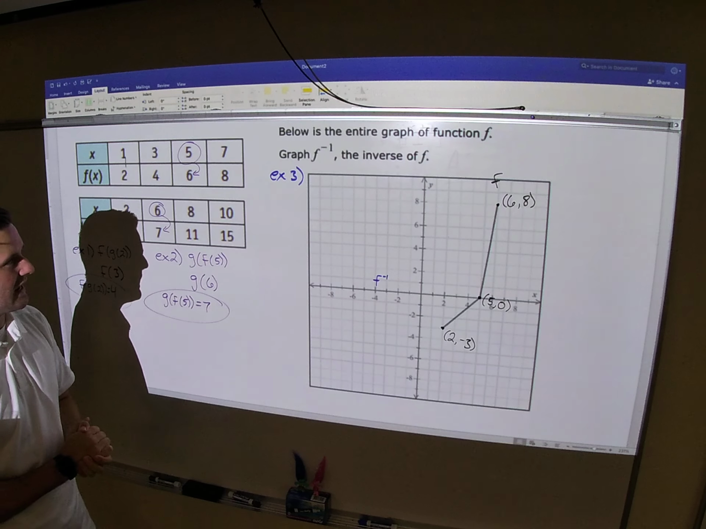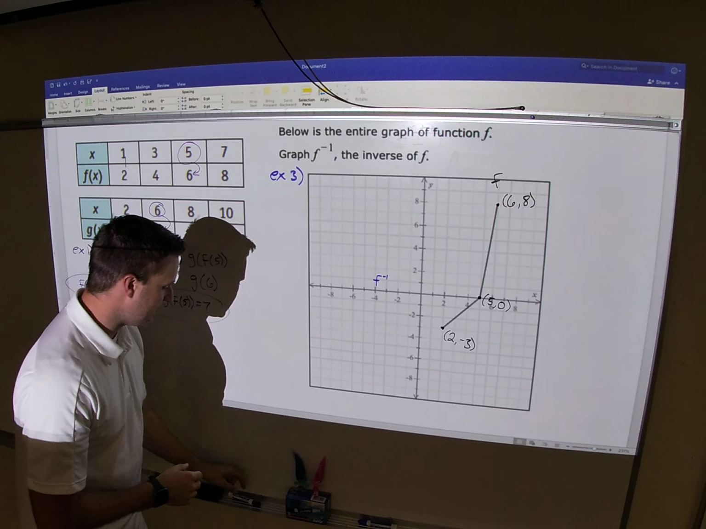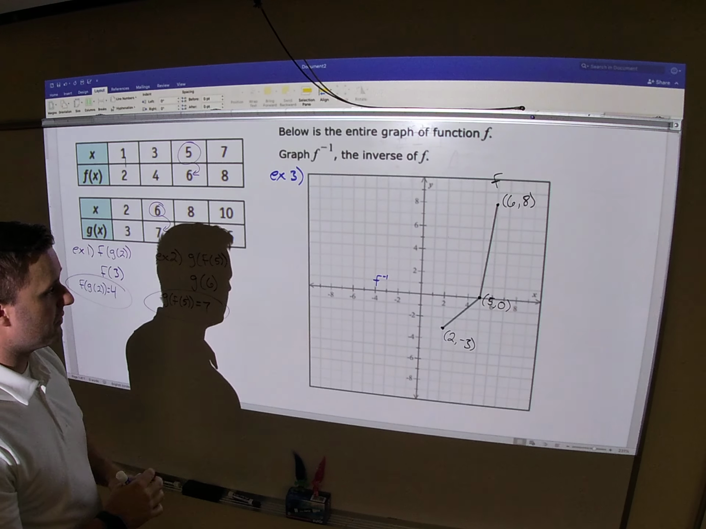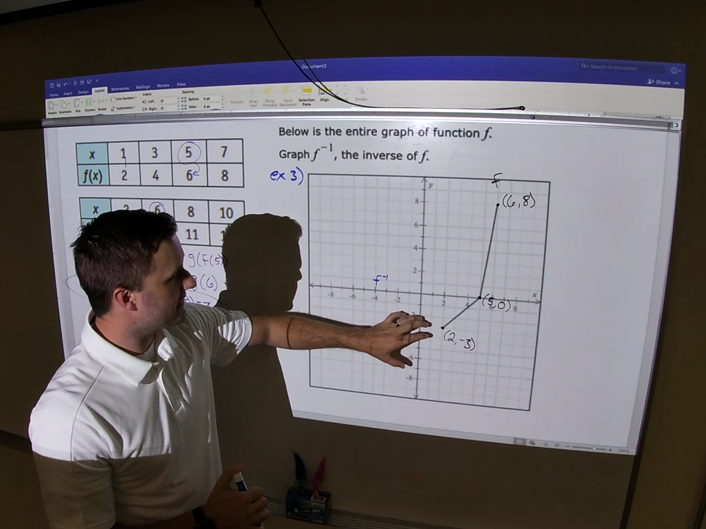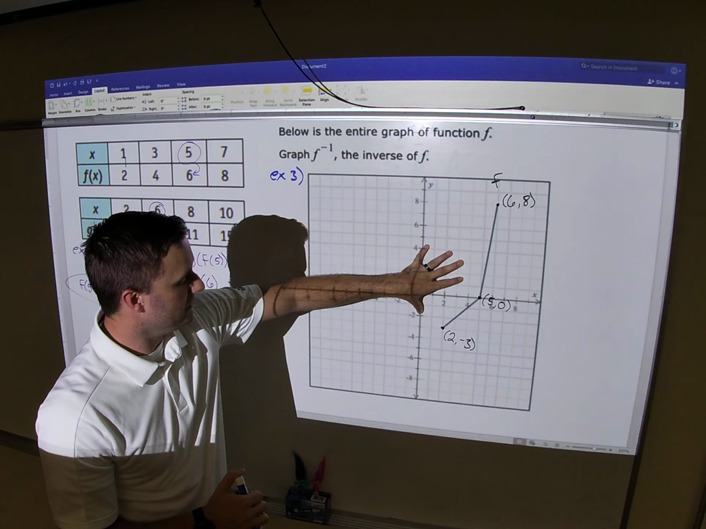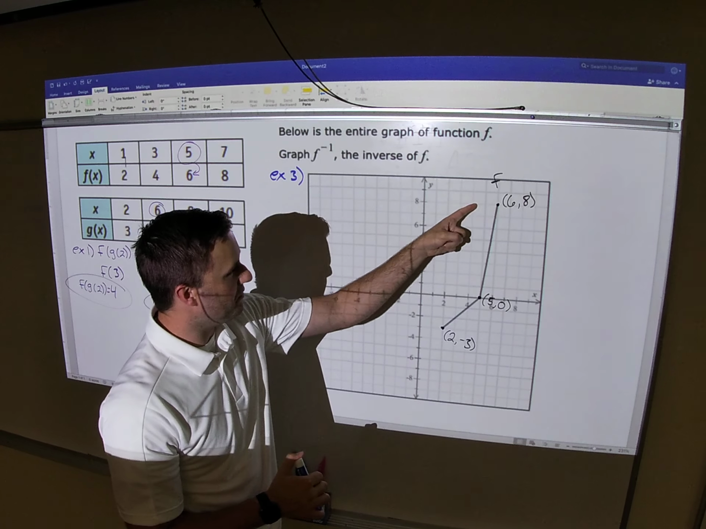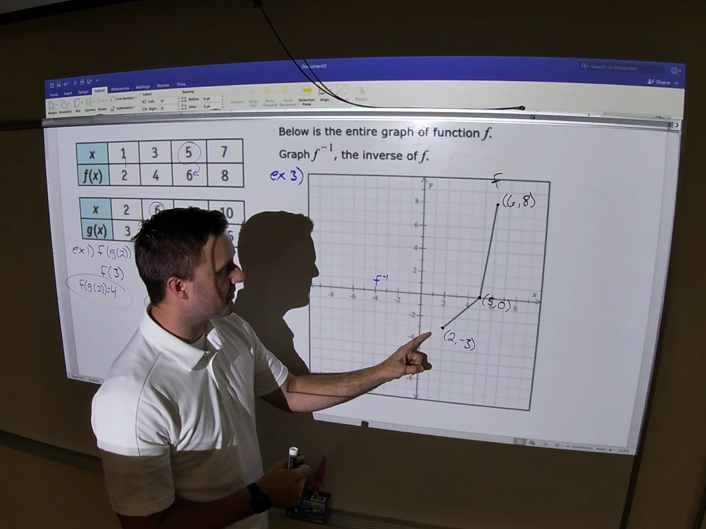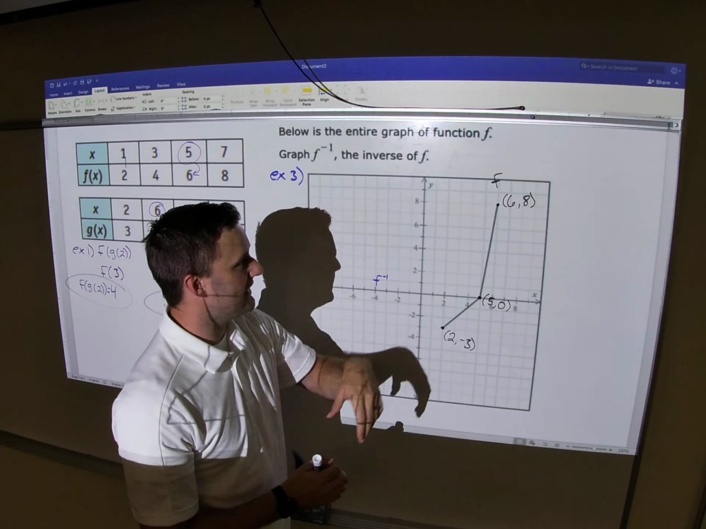And then here we're going to graph the function and its inverse. So one thing that we want to do is we're going to take the original points of the graph. So here's the graph given to you. And I just picked 3 points, the endpoints of each piece. And I labeled them. So (2, -3), (5, 0), (6, 8).